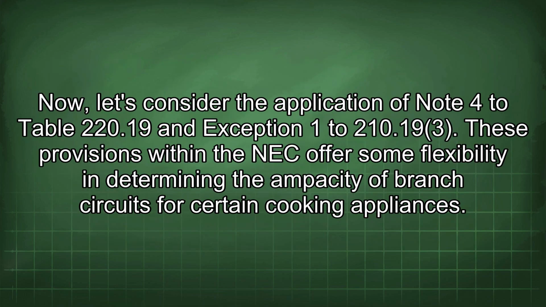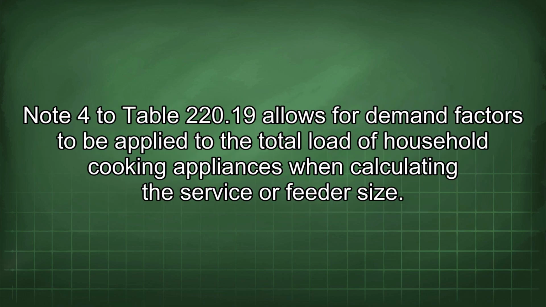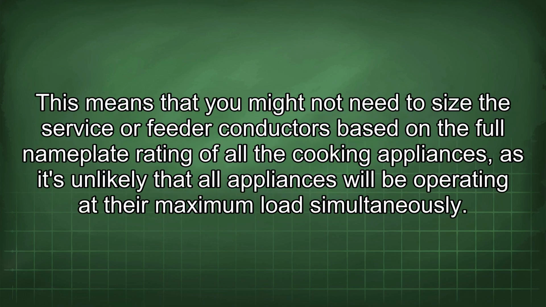Now, let's consider the application of Note 4 to Table 220.19 and Exception 1 to 210.193. These provisions within the NEC offer some flexibility in determining the ampacity of branch circuits for certain cooking appliances. Note 4 to Table 220.19 allows for demand factors to be applied to the total load of household cooking appliances when calculating the service or feeder size. This means that you might not need to size the service or feeder conductors based on the full nameplate rating of all the cooking appliances, as it's unlikely that all appliances will be operating at their maximum load simultaneously.